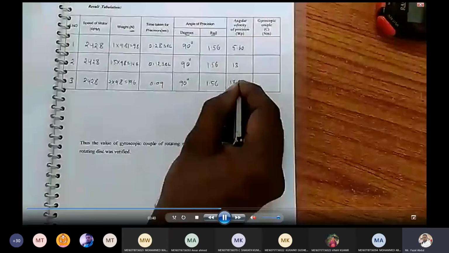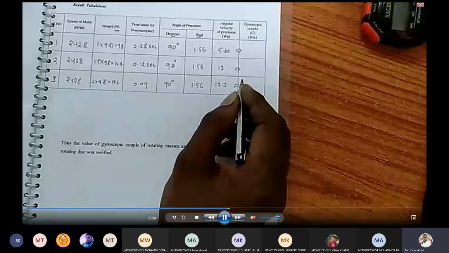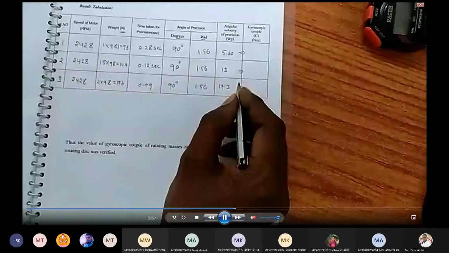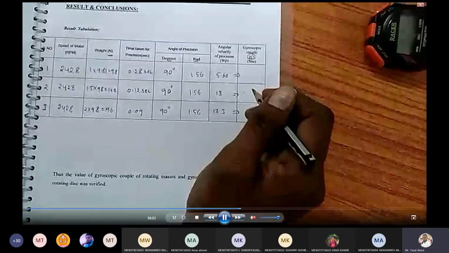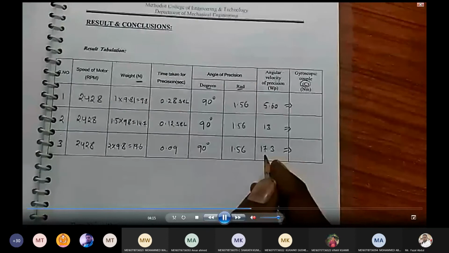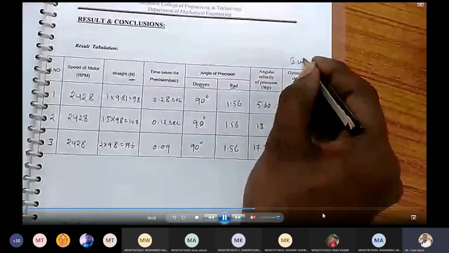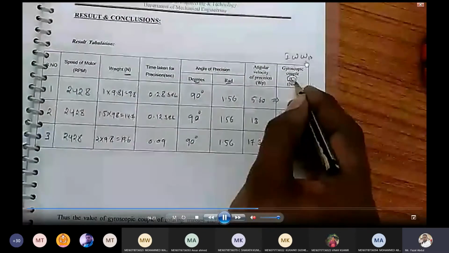Now the gyroscopic couple, the theoretical couple value we need to calculate for 3 cases. What is the gyroscopic couple equation? The theoretical equation is C, gyroscopic couple C equal to I omega omega P. This is the theoretical equation. So we have to apply all the values in this equation.